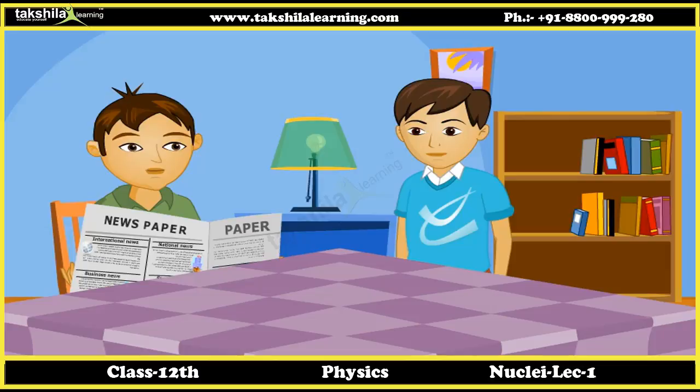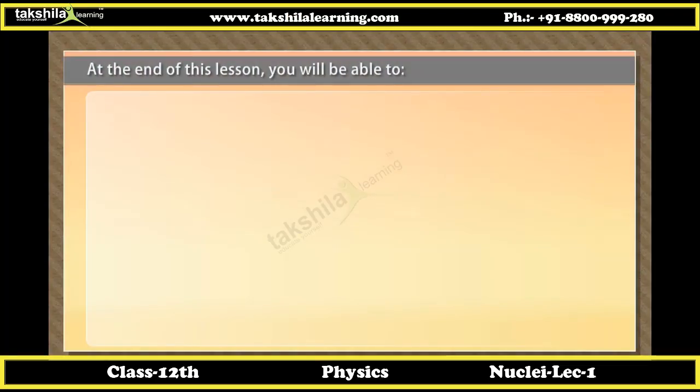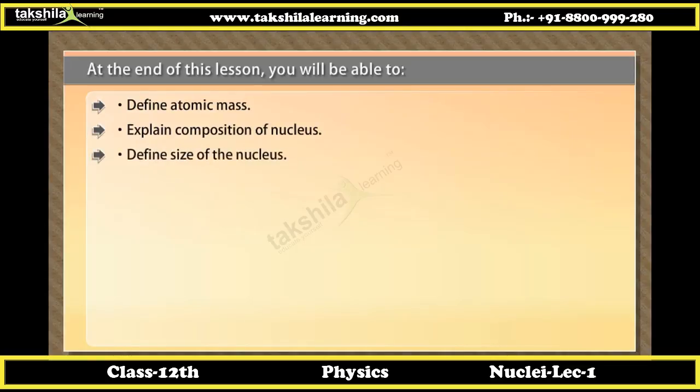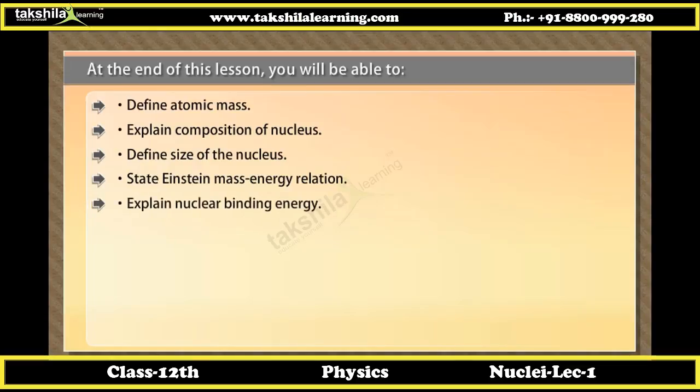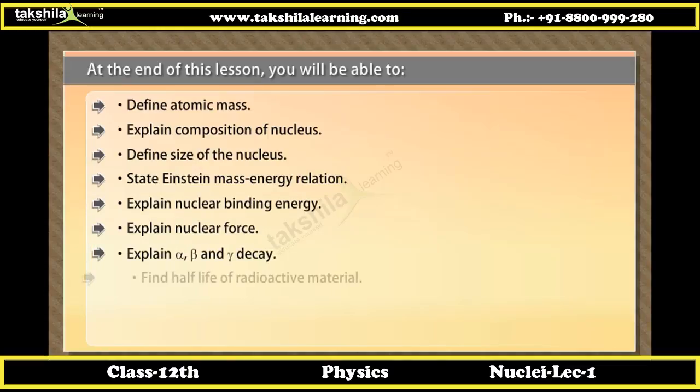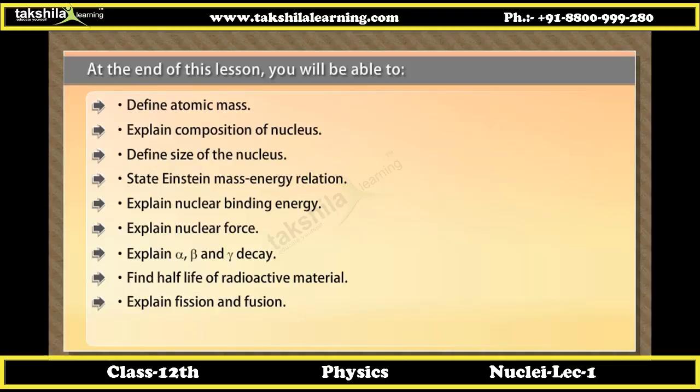In this lesson, you will learn about nuclear power generation. Objectives. At the end of this lesson, you will be able to define atomic mass, explain composition of nucleus, define size of the nucleus, state Einstein mass-energy relation, explain nuclear binding energy, explain nuclear force, explain alpha, beta and gamma decay, find half-life of radioactive material, explain fission and fusion, and explain the nuclear reactor.